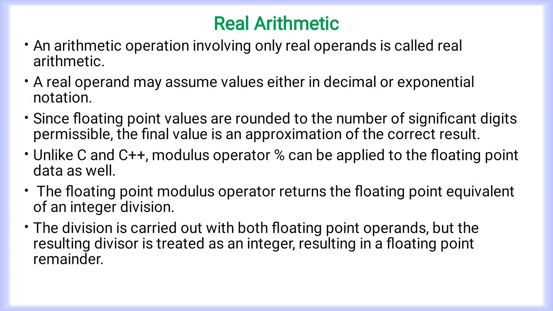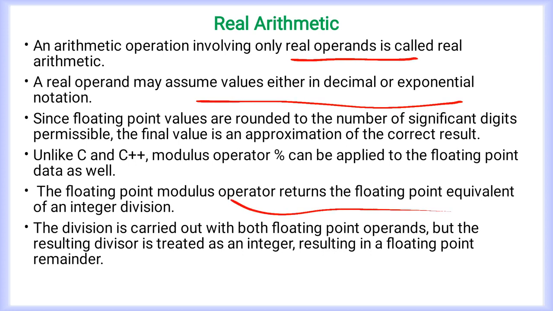The next comes real arithmetic. An operation involving only real operands is called real arithmetic. Integer arithmetic involves whole numbers; real arithmetic involves decimal values. A real operand may assume values either in decimal or exponential notation. Since floating point values are rounded to the number of significant digits permissible, the final value is an approximation of the correct result. The floating point modulus operator returns a floating point equivalent of an integer division. The division is carried out with both floating point operands, but the resulting divisor is treated as an integer, resulting in a floating point remainder.